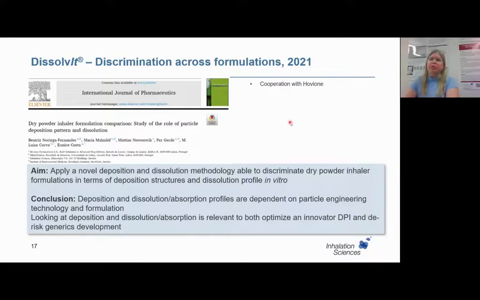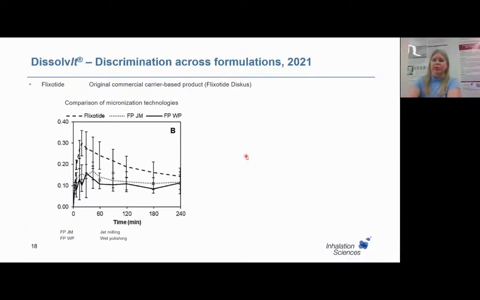And before taking you to the lab, I will briefly present one recent study that we have performed in collaboration with Hovione in Portugal. Here we looked at different ways to formulate substances. We compared the commercially available Flixotide with 2 different micronization technologies, a jet milled and a wet polished micronization of fluticasone propionate.